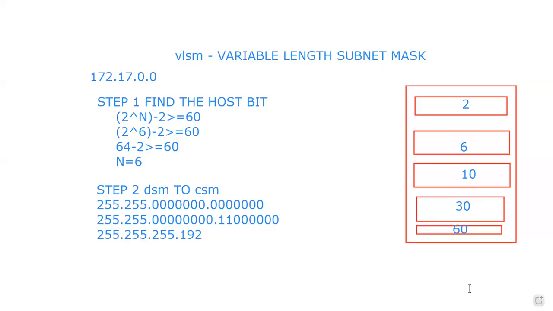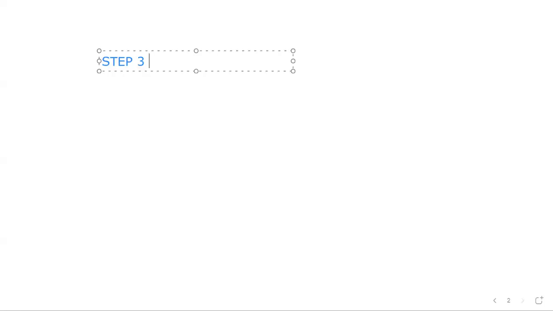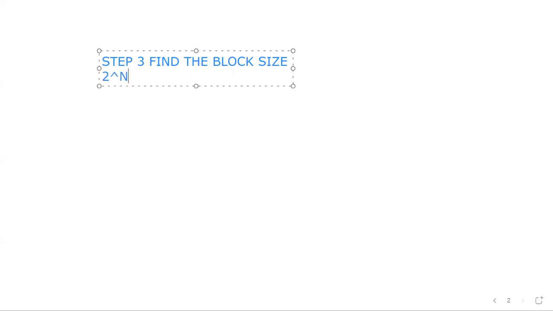Then step 3. Find the block size. Block size is 2 to the power n. 2 to the power 6 is equal to 64. 64 IPs we assign.